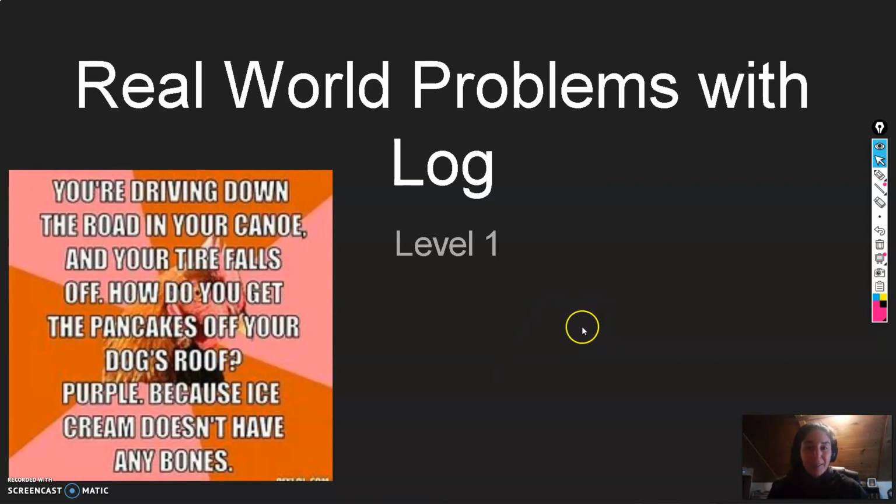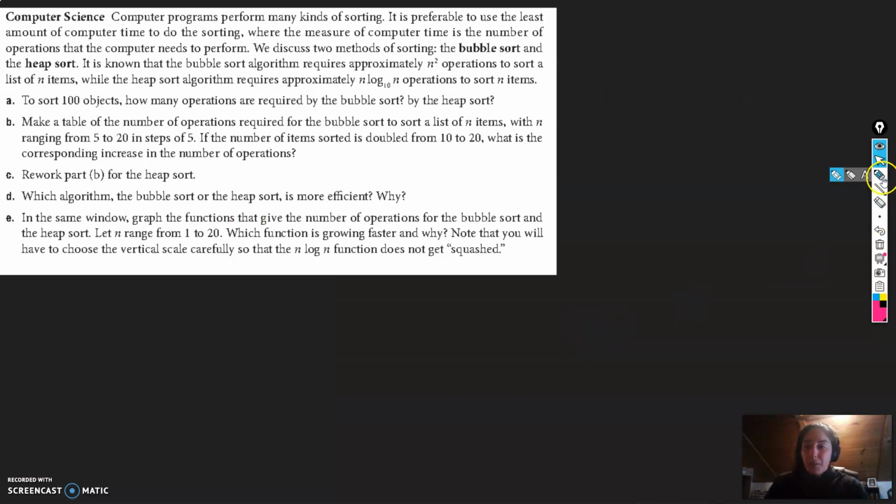So let's begin. Our first problem here is a computer science problem. A popular problem in computer science is we need things to compute faster, because the faster that they can compute, the less CPU space they'll take up, and the more things your computer can do at once. So computing time is a really big deal.